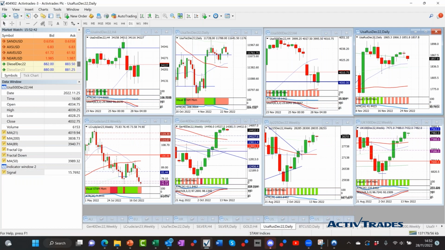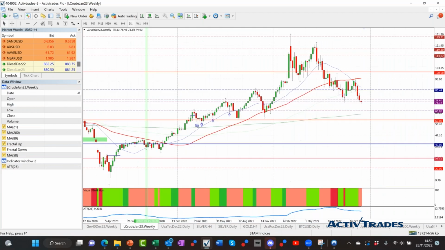So that's the American indices. Part of that is also linked to what we see here. This is West Texas, this is oil, this is the weekly chart. Let's just put on the monthly.